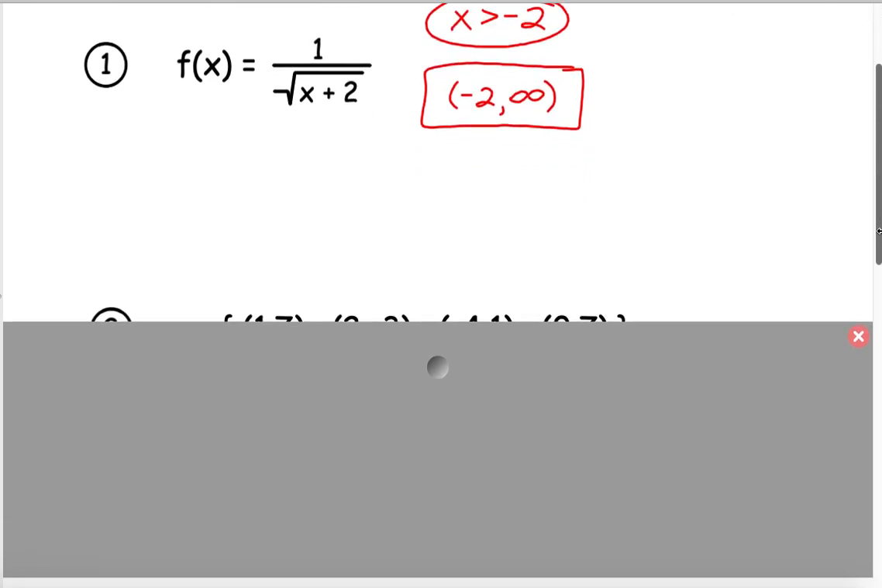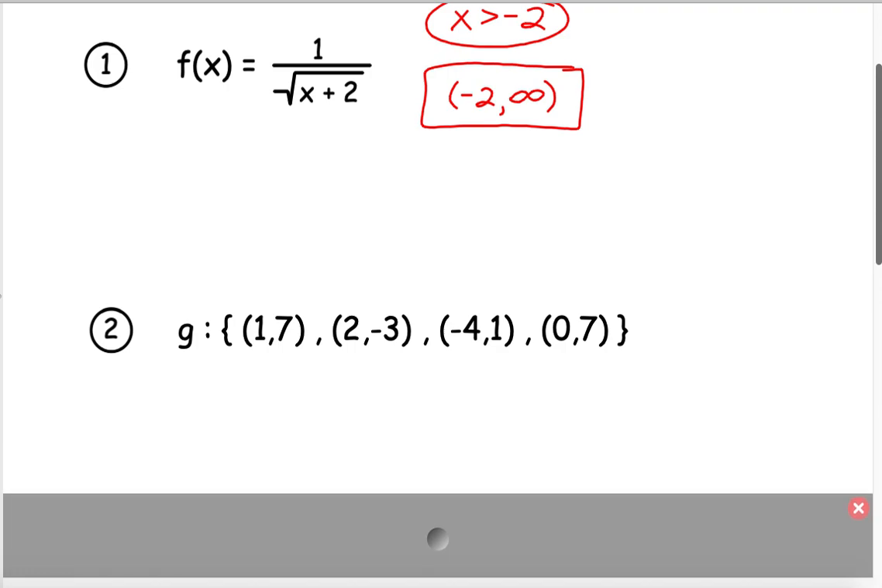How about find the domain of this? Now this is a set of ordered pairs. Well, this is going to be pretty easy because the domain is the first element in each ordered pair. So I just want to list those 4 specific values. I don't want to write an interval, because an interval contains an infinite number of values. So my domain is going to be the set of those 4 values. And I'm going to put them in ascending order. So I'll say -4, 0, 1, and 2.